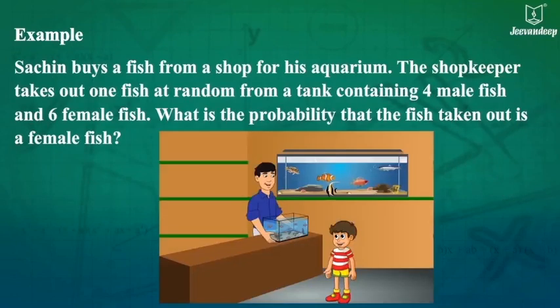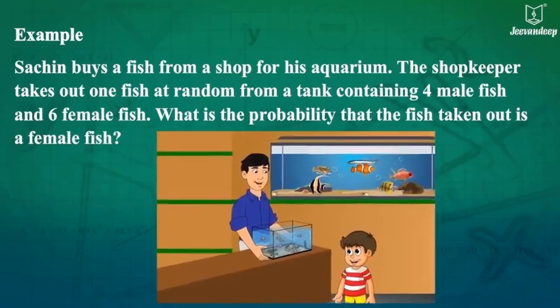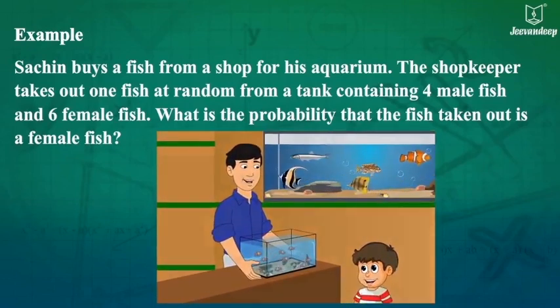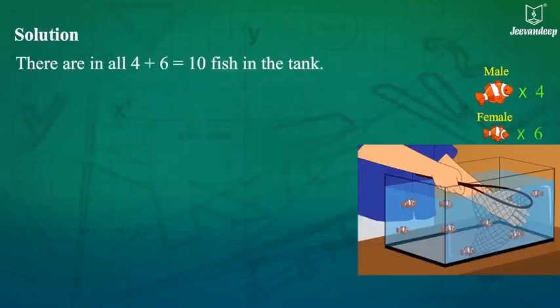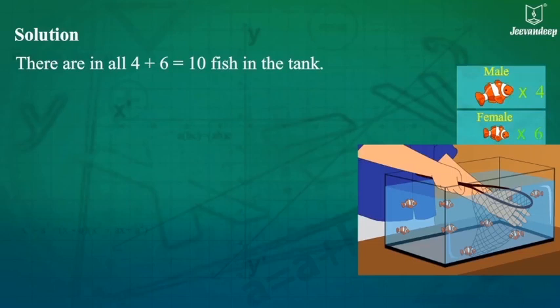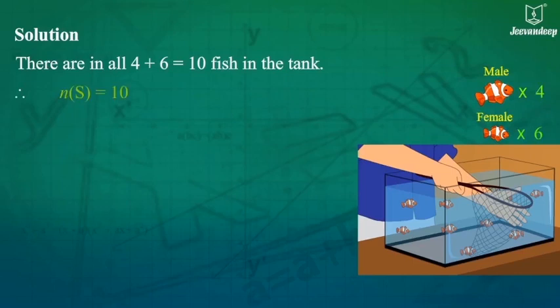Example: Sachin buys a fish from a shop for his aquarium. The shopkeeper takes out one fish at random from a tank containing 4 male fish and 6 female fish. What is the probability that the fish taken out is a female fish? Solution: total fish in the tank equals 4 plus 6 equals 10 fish. Therefore, number of elements in sample space equals 10.